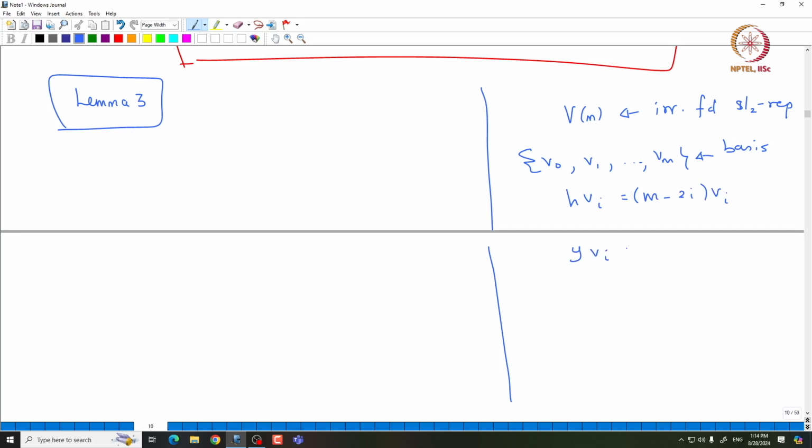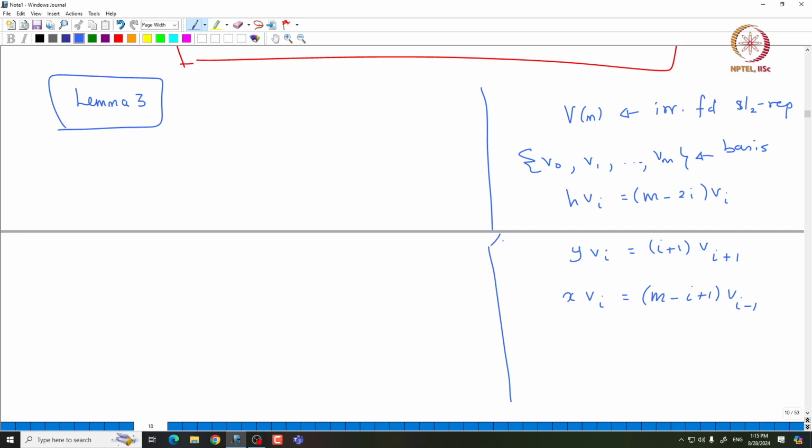Similarly, yVi is going to be i plus 1 times Vi plus 1. Now how x acts on Vi: xVi is going to be m minus i plus 1 times Vi minus 1. So, y actually increases Vi to Vi plus 1, and x actually decreases Vi to Vi minus 1. So, this is something very explicit. This is something we have done using SL2 representation theory.